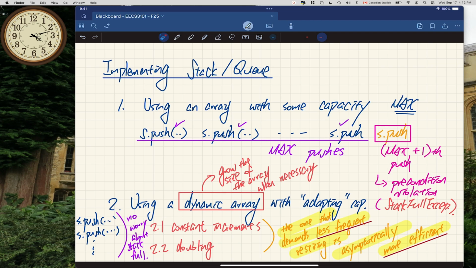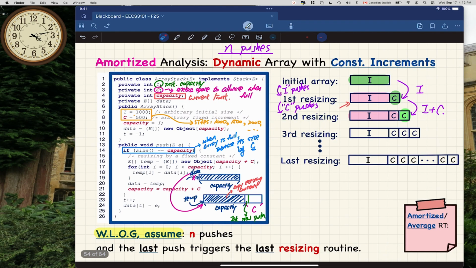All right, any question, just in general, about dynamic array? Dynamic in the sense that you can modify the size of the array whenever necessary. Another thing, you don't resize the array for every single push. You only do that for certain pushes, when the current push is already exceeding the maximum capacity of the array. All right, so that's the increments method that we were studying last time. So let me start from here.